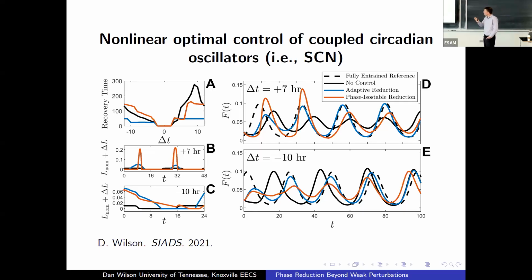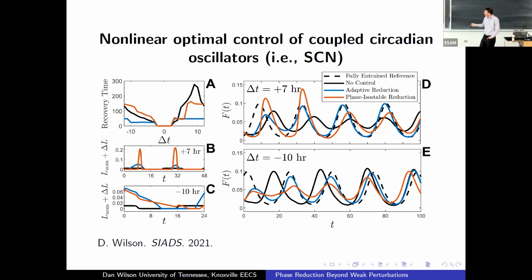I can also formulate an optimal control problem, find a light seeking or avoidance strategy that says, well, I want to try to recover more quickly than I would otherwise. And we do this two different ways, with this proposed adaptive reduction and with the phase isostable reduction, which is not particularly well suited to large magnitude inputs. I can formulate and solve both of these problems, but only one's going to work when I actually apply it to the full order model.